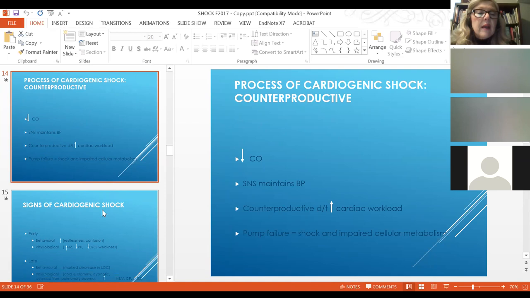The sympathetic nervous system tries to maintain homeostasis. It triggers all the compensatory mechanisms. It increases the heart rate. It really flogs those kidneys to increase fluid retention, sodium retention, and then ultimately fluid retention. And so now tell me, what is the problem with that?